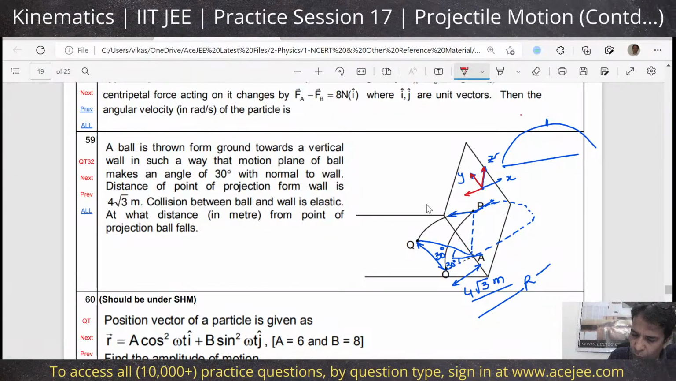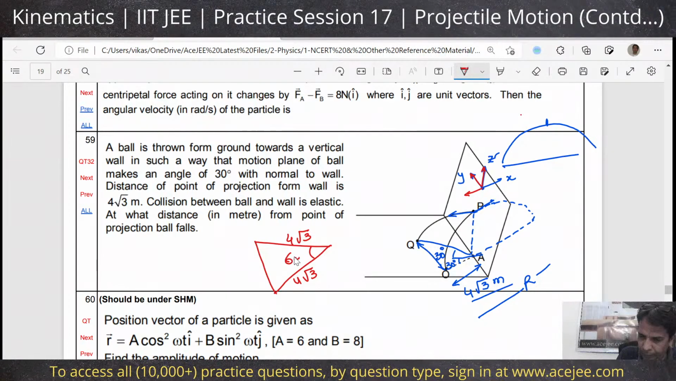So now, as far as the OA is concerned, what angle with the wall? Yes, beta. Sir, is the answer 8 meters? Is the answer 8 meters? Yes. Okay. This is 4 root 3. This is 4 root 3. This is 60 degrees. Then this should be 4 root 3.